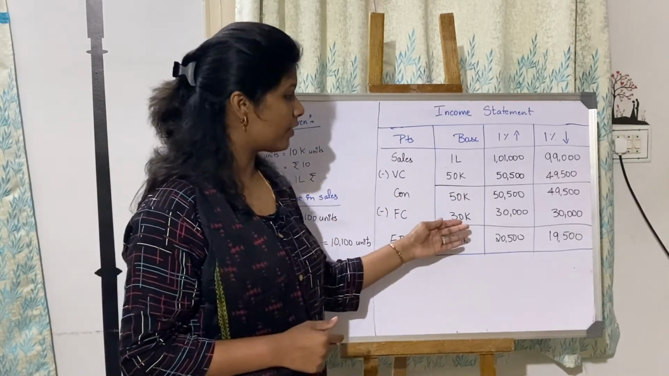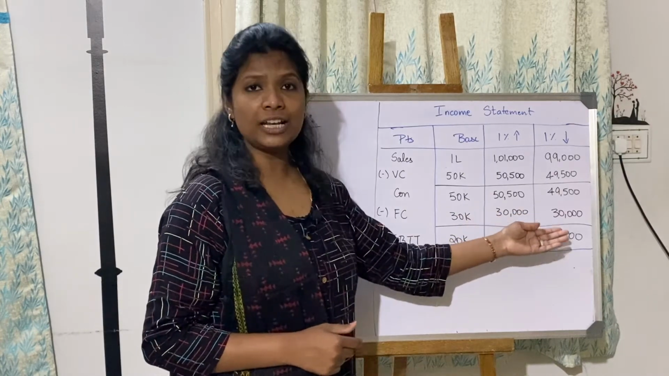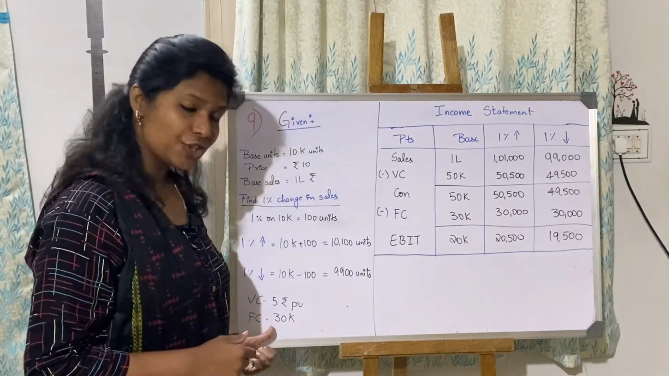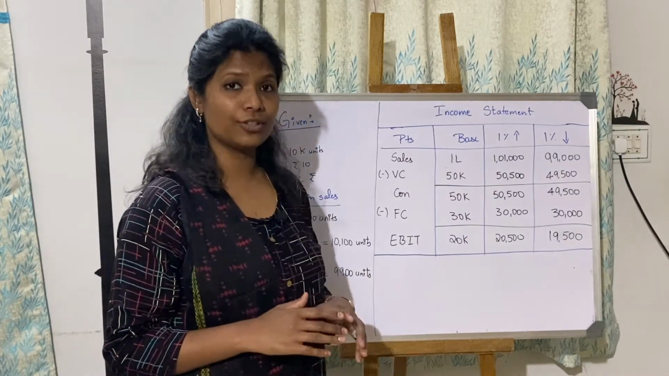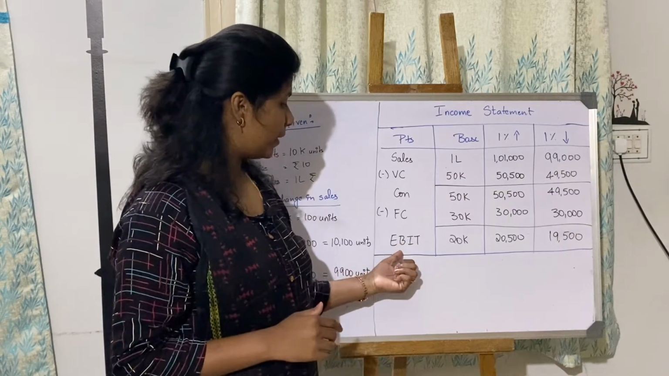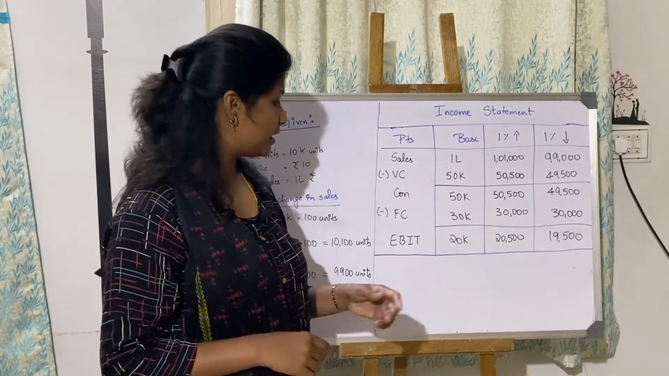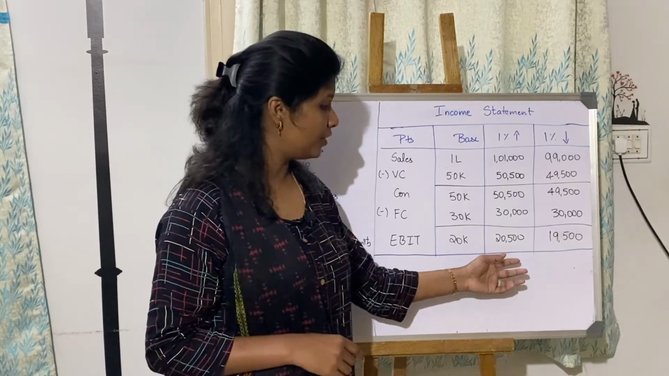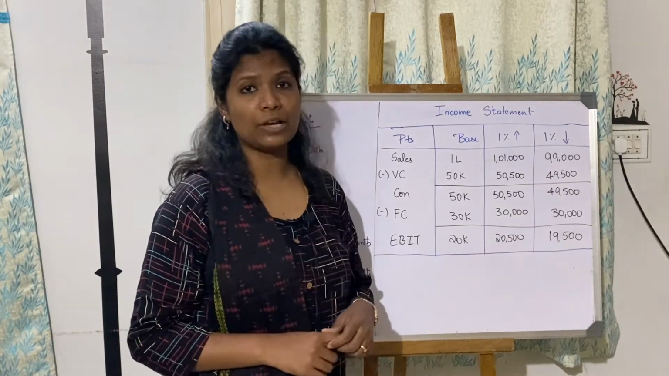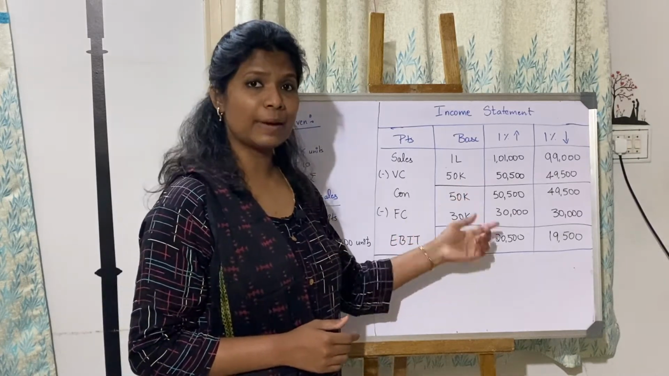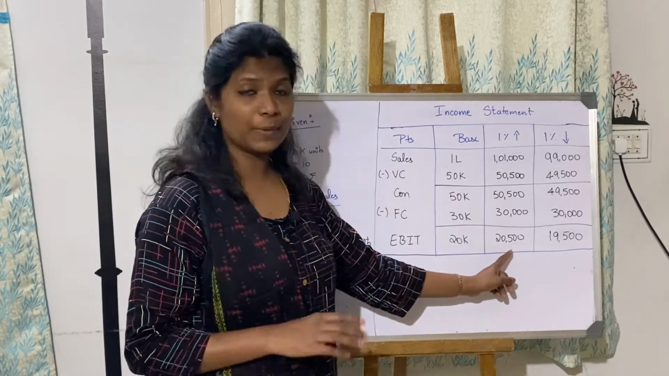Again we have 50,000, 50,500 and 49,500. Next, fixed cost will remain unchanged. Rupees 30,000 will be constant for all the three different levels. After that we have EBIT, the final answer, that is 20,000 for base units, 20,500 for 1% increase and 19,500. You can observe here, as the sales increases, my earnings are increasing by rupees 500.